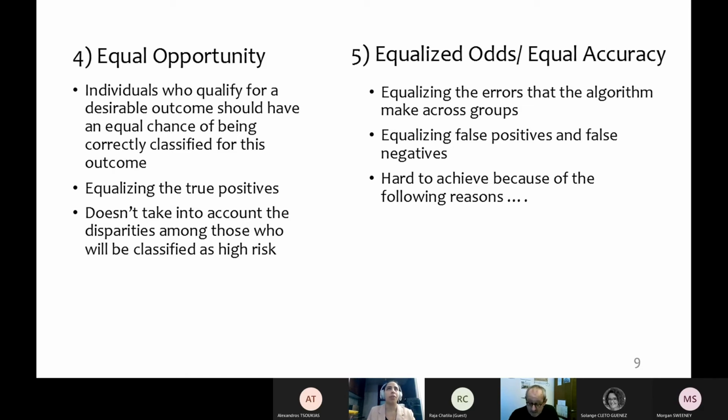Another sub-notion of group fairness is equal opportunity. This one calls for equalizing the true positives. So I want to give loans to the people that I know will return it.